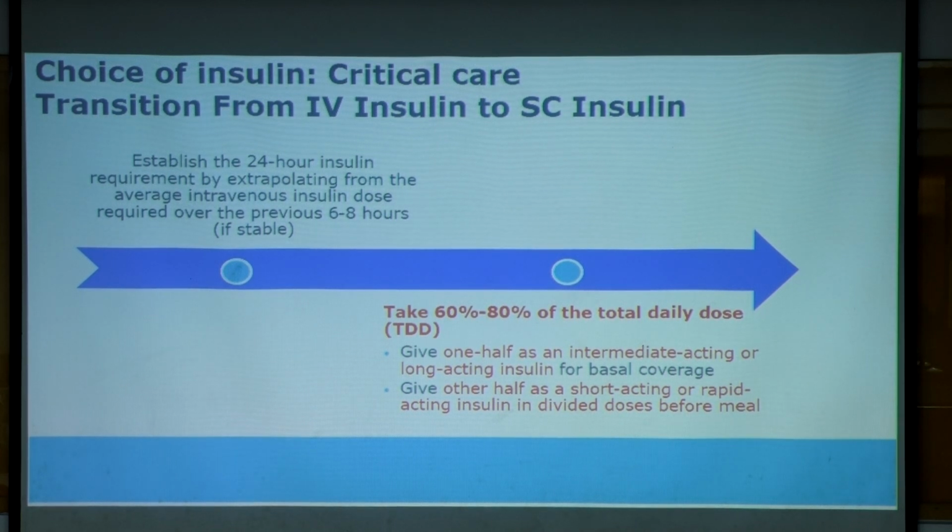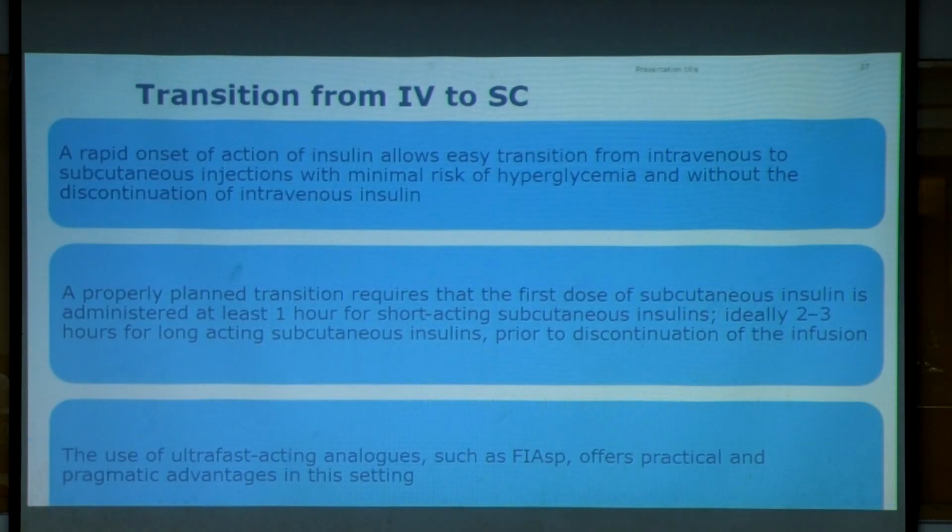Among this 60 to 80% calculated from the 6 to 8 hours of insulin requirement, you have to take almost one half of the dose as a basal dose with a long acting or intermediate acting insulin, and give the other half as a bolus insulin, divided into 3 portions and given as a bolus dose before all the 3 meals. Hope you understood this. Easy. Calculate the previous 6 to 8 hours insulin requirement. In that you take 60 to 80% of the insulin requirement, and of that, 50% you give as a basal dose, 50% as a prandial. Prandial you can divide into 3 components, divided by 3 first.